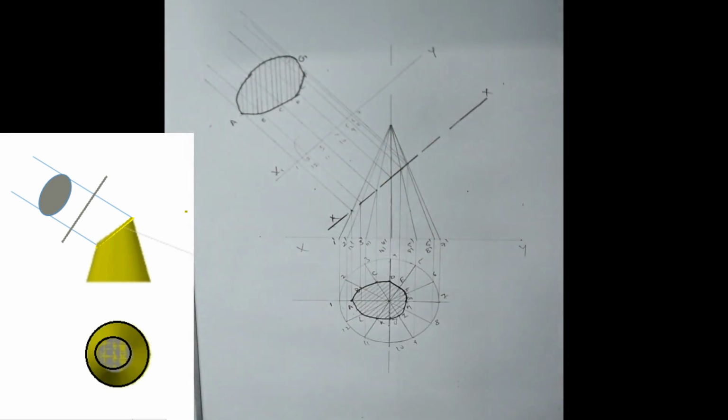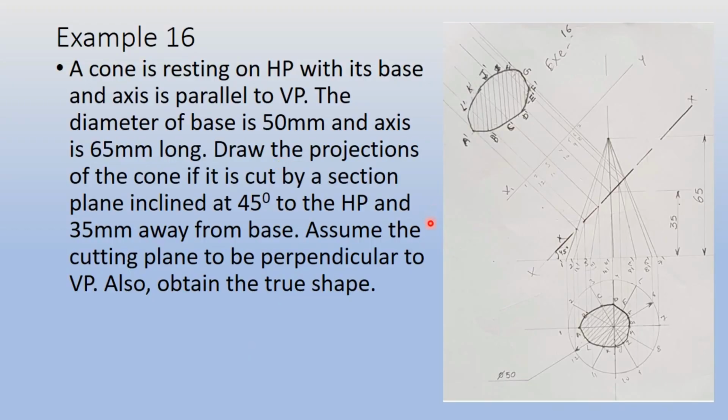So this is your true shape. This is the final solution of example number 16. As you can see, when the cone is resting directly on its base on HP, and when the section plane is inclined to HP, as you can see here. But the important thing to note here is the true shape, which is here. As you can see, this true shape has been obtained by taking lines perpendicular to the section plane.